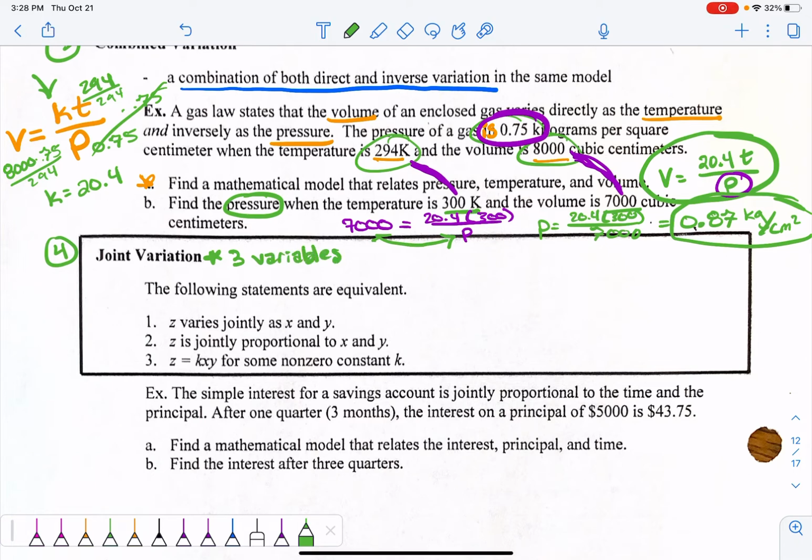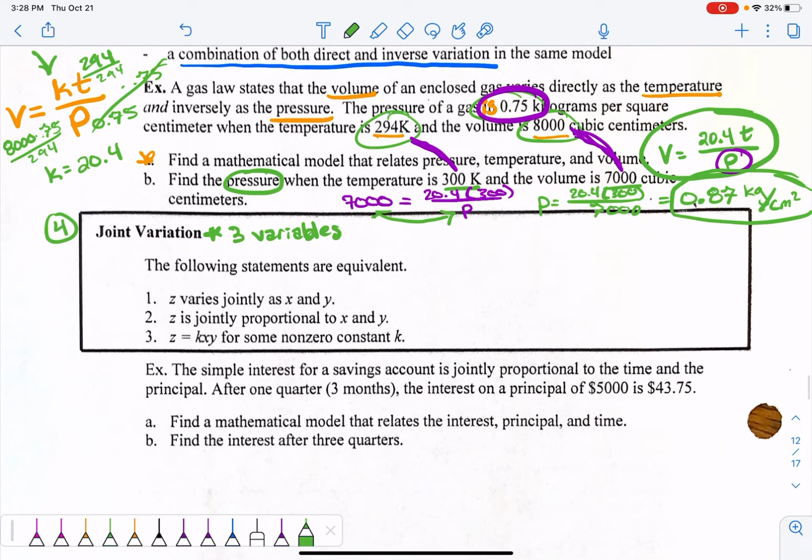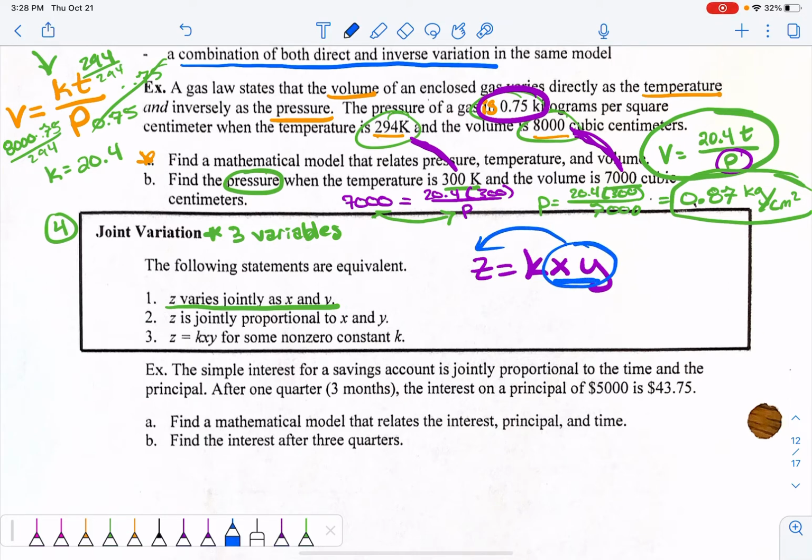And joint variation, we'll say, like this one says z varies jointly as x and y. And what this looks like is that z equals k times x times y. It's kind of like direct variation, except you have two variables that have to join together to be directly related to z, okay? So that's why it's joint variation. Those two together have to make up what z is, okay? So z is jointly proportionate to x and y, z equals kxy for some non-zero constant k.